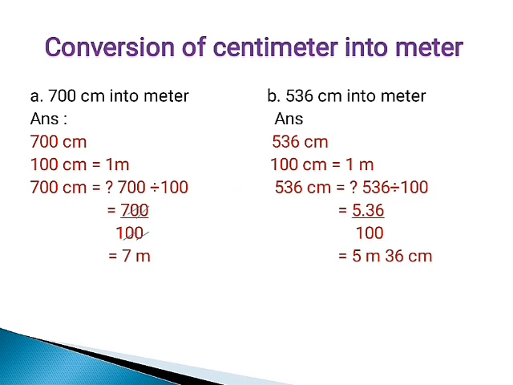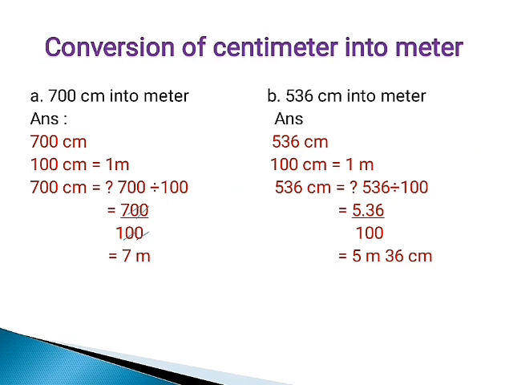Now we are going to see conversion of centimeter into meter. Okay dears, now what is the formula for converting centimeter into meter? Yes, 100 centimeter is equal to 1 meter. So the formula for centimeter into meter is 100 centimeter is equal to 1 meter. Now shall we move to the sum?